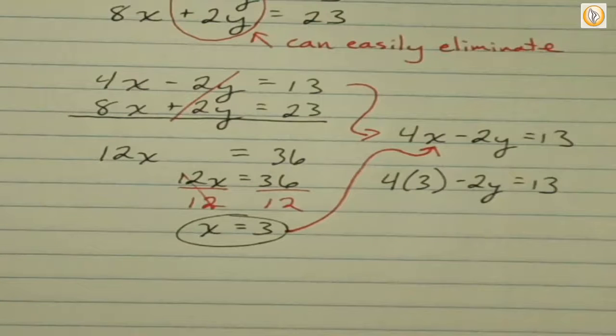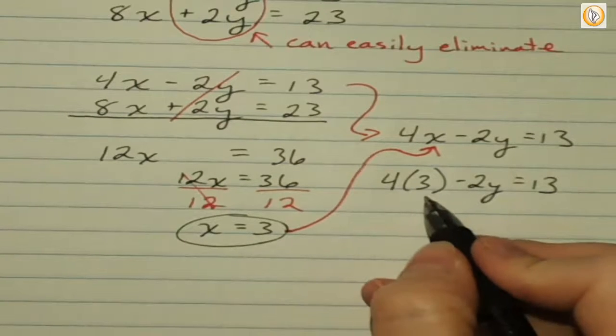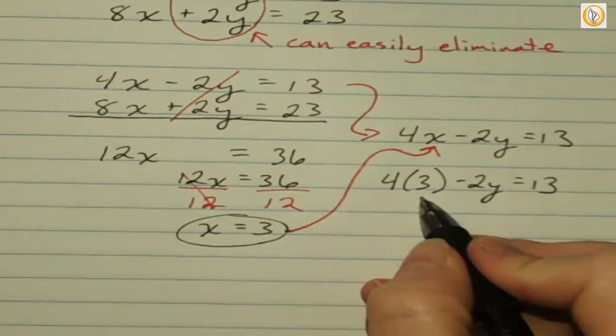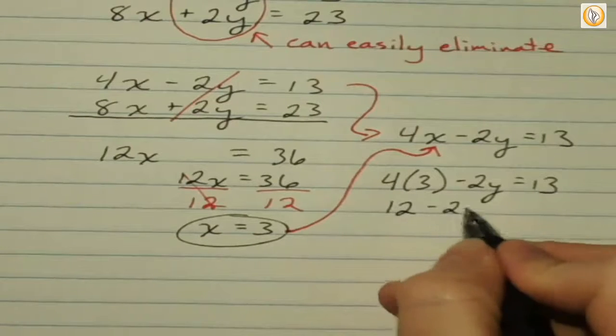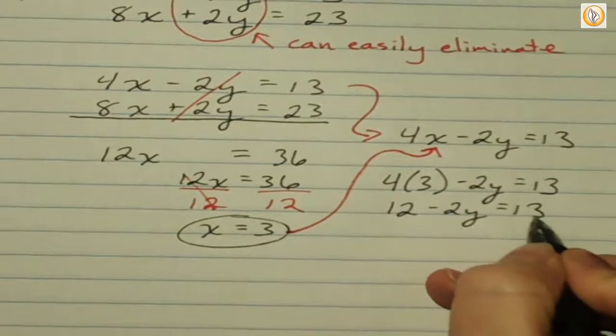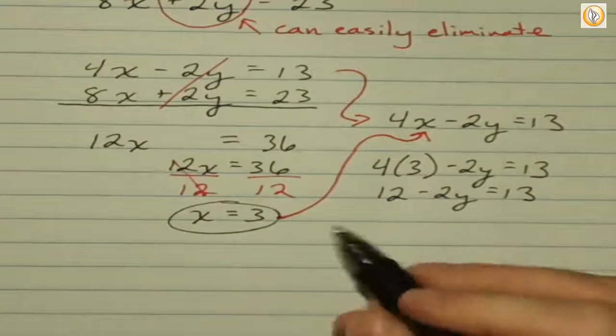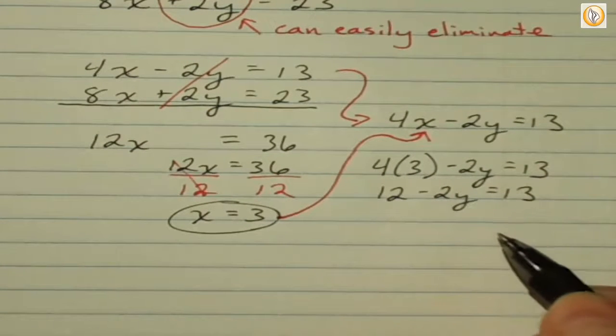Are y'all with me so far? So 4 times 3 is what, Michael? 12. Very good. So I rewrite my problem. 12 minus 2y equals 13.